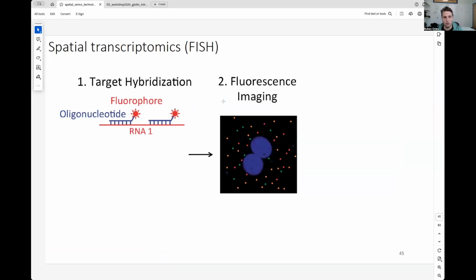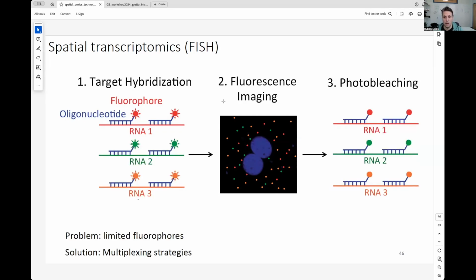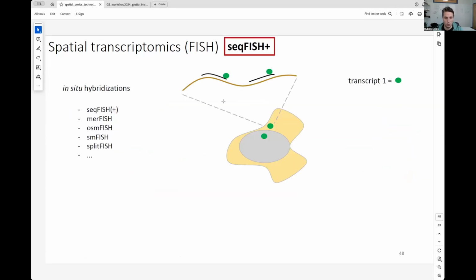Spatial transcriptomics. So spatial transcriptomics that is FISH-based, as the name says itself, is based on in situ hybridization. So you have an oligonucleotide with a fluorophore, but again, you are limited to the number of fluorophores. So the solution again is the same as we did previously, but now it's multiplexing these in situ hybridizations. So you want to do this multiple times.